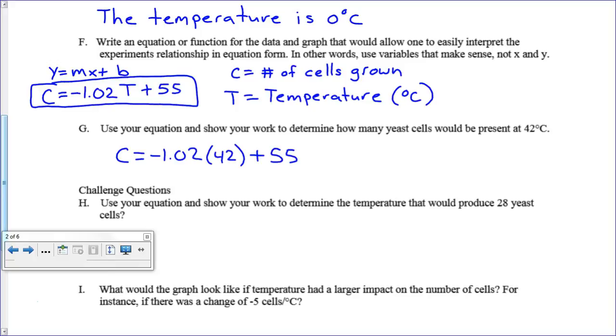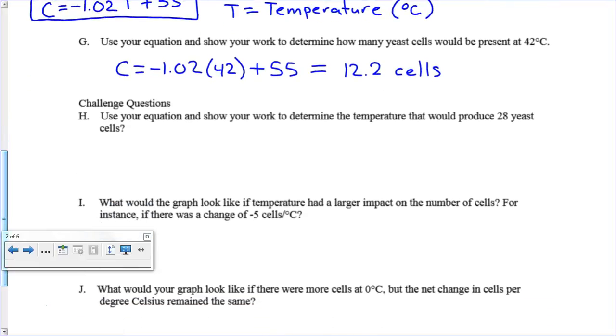All right. Now at this point, I'd throw that directly into my calculator, and I get 12.2 cells. Now again, you might have something slightly different than this because your equation should look different depending on your slope and your y-intercept, but it should be something close to 12.2.